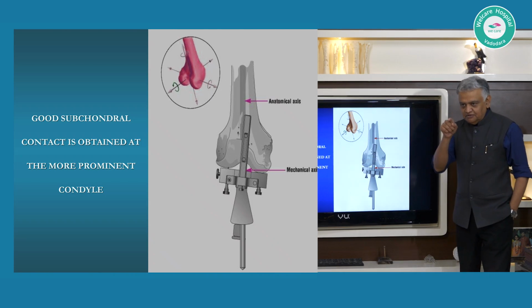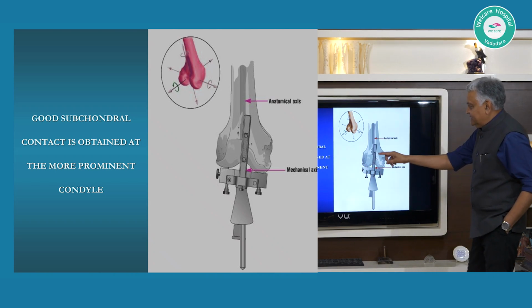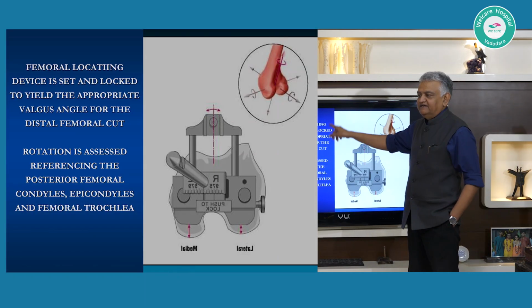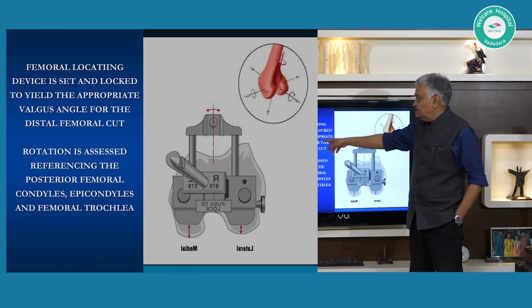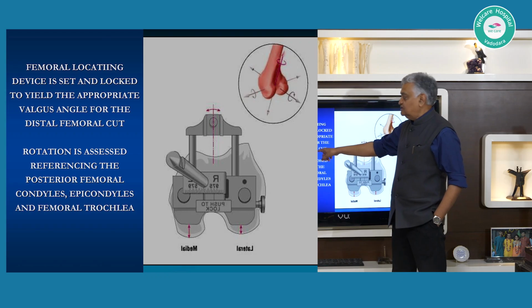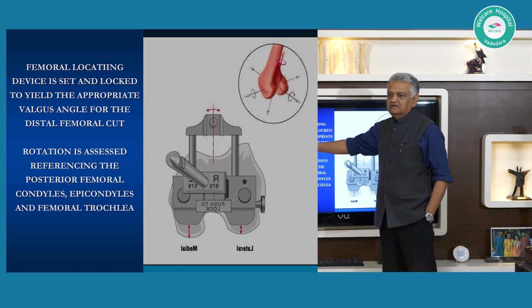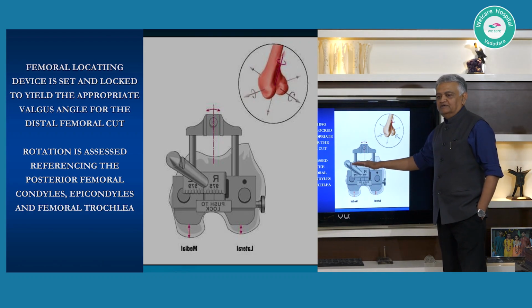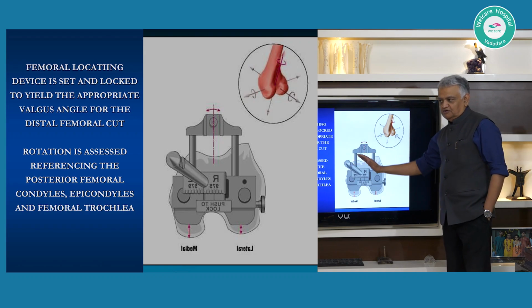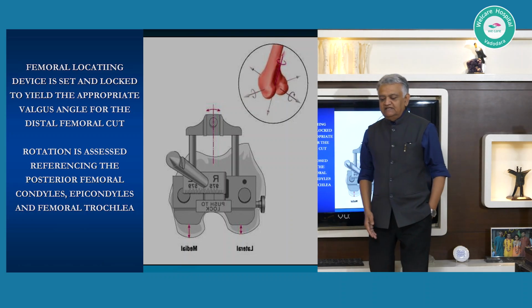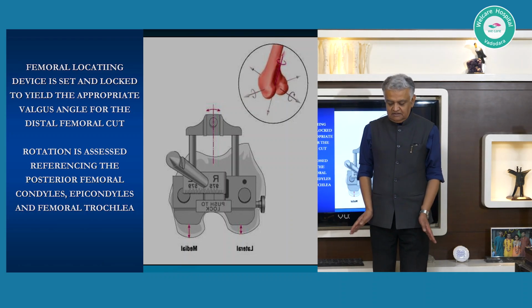again, to answer your question, the word used, go back. See here, these words are taken from historical material. This lecture was made 15 years back. Femoral locating device is set and locked to yield the appropriate valgus angle for the distal femoral cut. See that valgus angle. This is where the mistake is. I should from henceforth use to yield the appropriate joint line inclination, whether it be apex up, neutral or apex down. Writing valgus angle makes you feel that after this the limb will be in valgus.